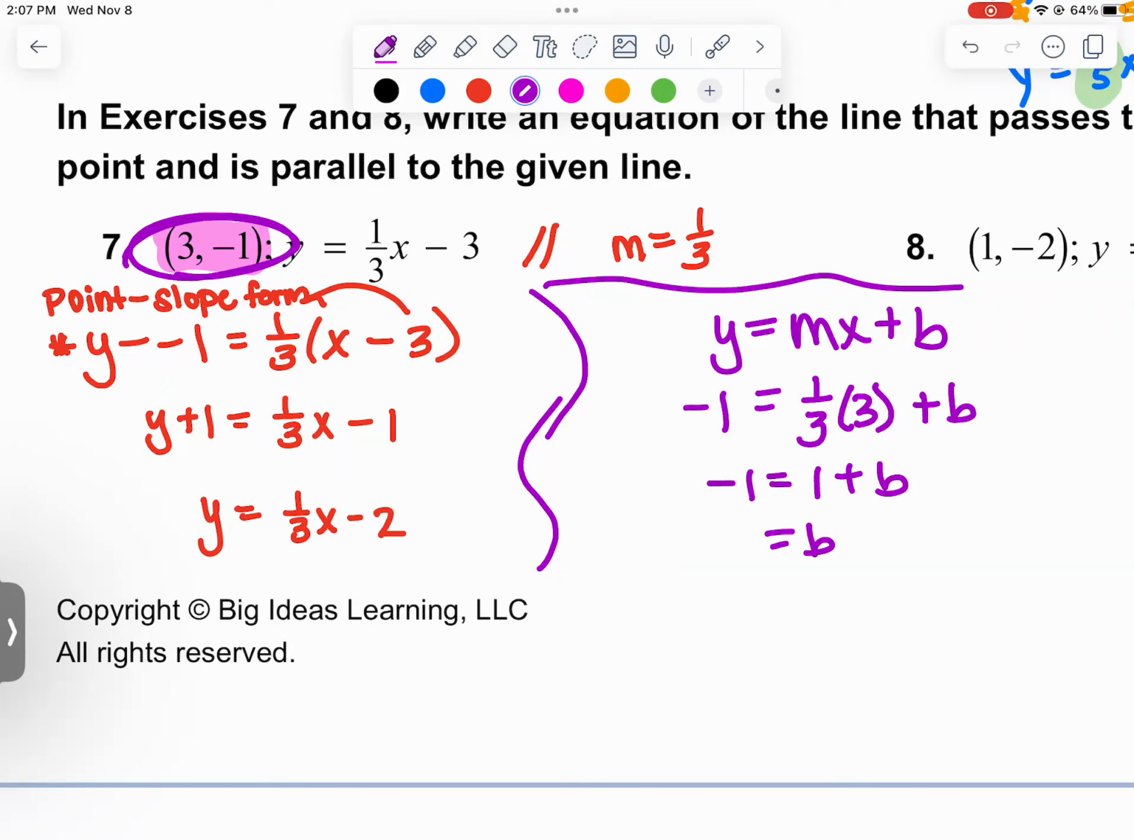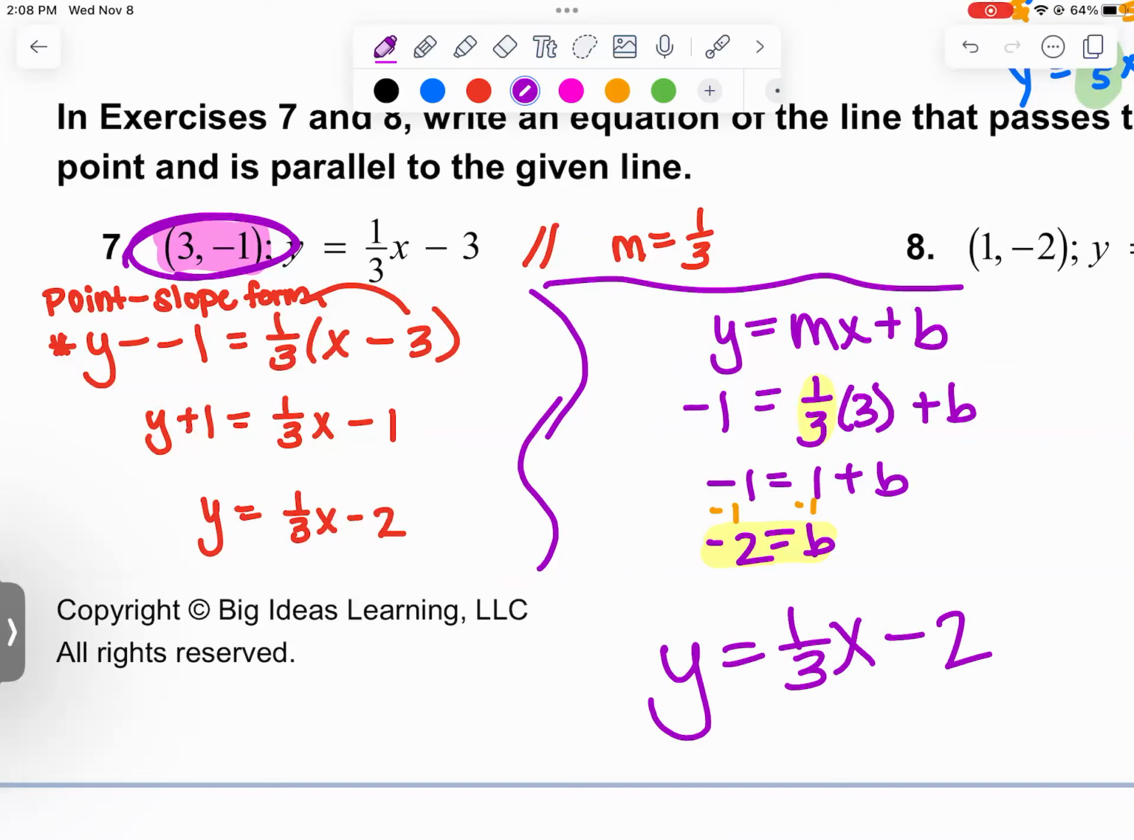If -1 equals 1 plus b, what does b equal? -2. So here's my slope, here's my b, y equals mx plus b. Two different ways to accomplish the same thing. I'll let you decide which way works better for you.